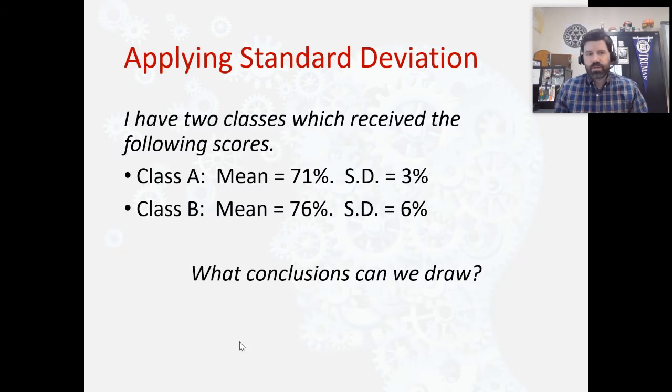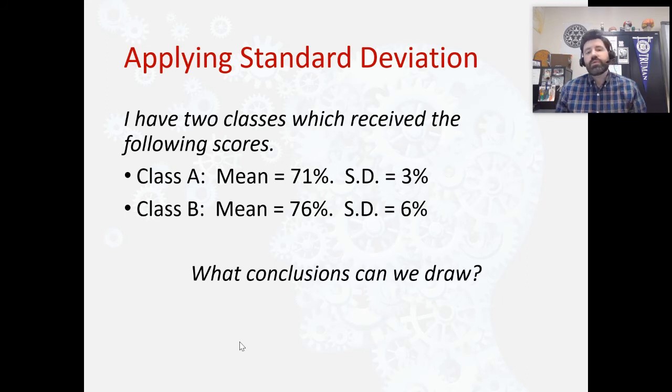So let's see if we can figure this out. Imagine I have two classes which received the following scores. My first class had a class average of 71% and a standard deviation of 3. And my second class had a class average of 76 with a standard deviation of 6. Well, what conclusions can we draw? We know that the smaller the standard deviation, the more consistent the scores. So right away, we can say that my first class, Class A, those scores were more consistent than Class B. In other words, with Class A, those scores tend to cluster closer to the class average than Class B.